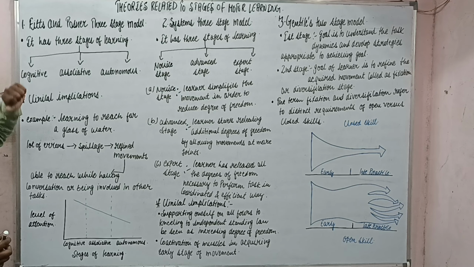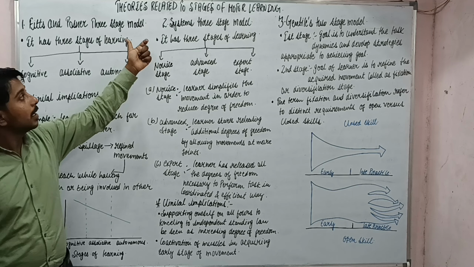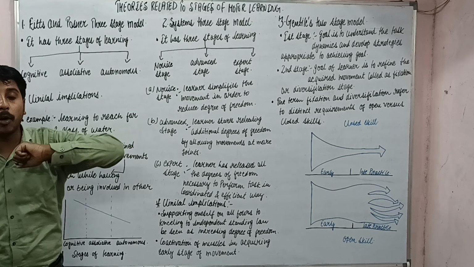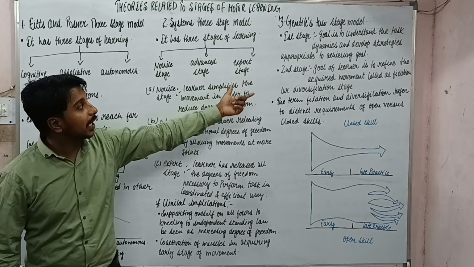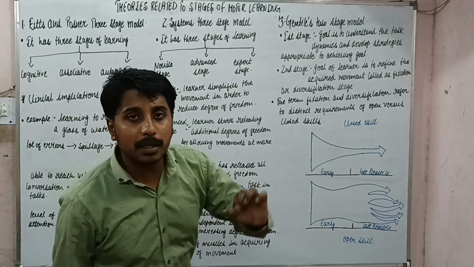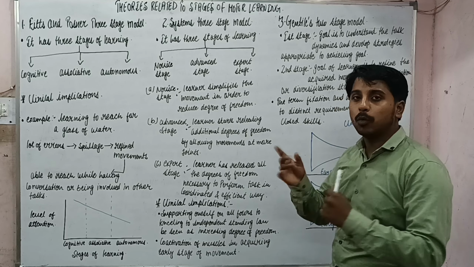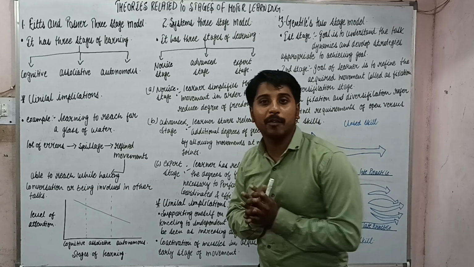First is the Fitts and Posner 3-stage model. Second one is the systems 3-stage model. Third one is Gentile's 2-stage model. Each and everything is very simple. I will make you understand it in, I think, 10 to 12 minutes only.